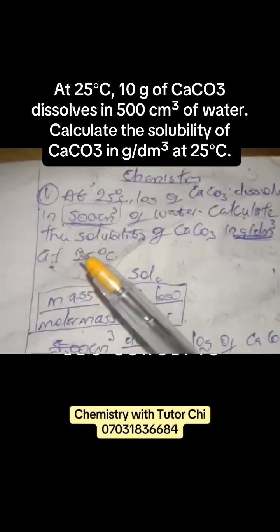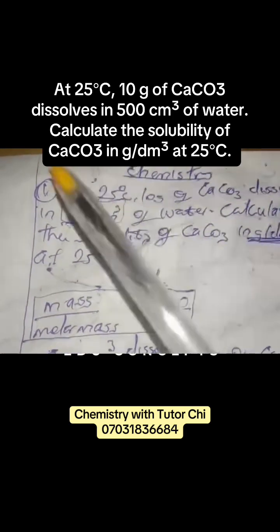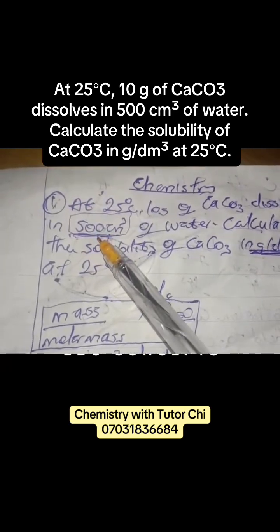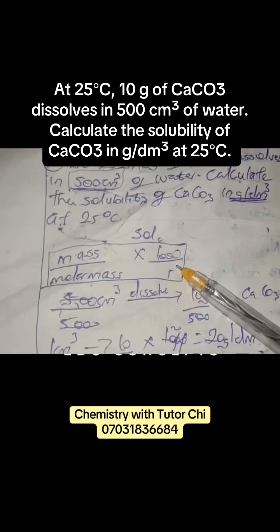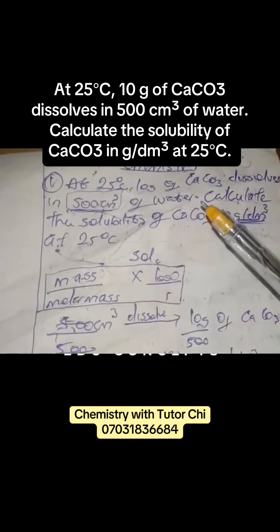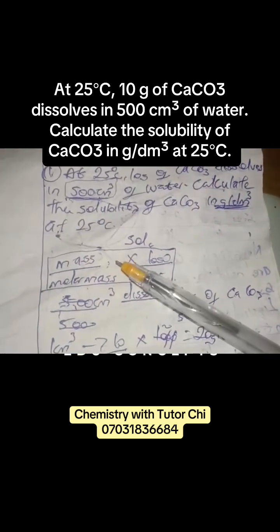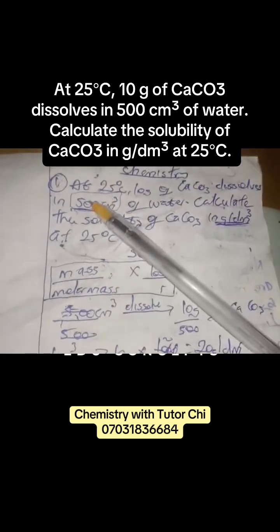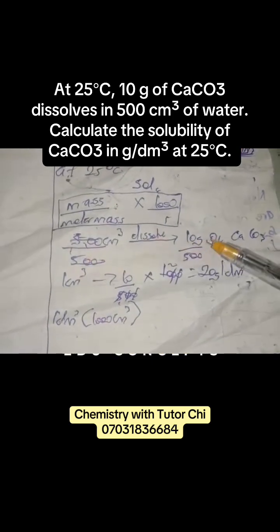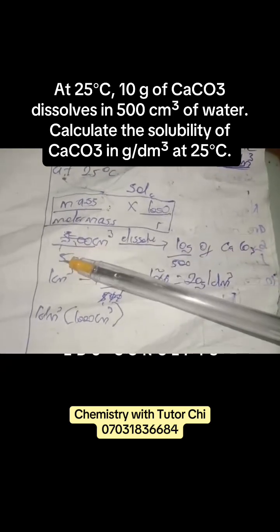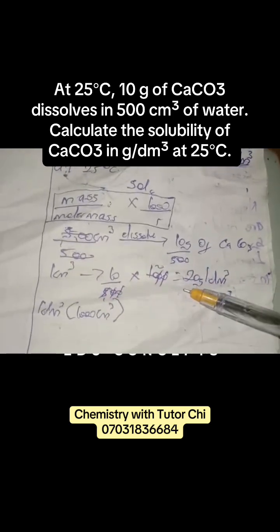Now if a question like this is given, first of all, like I said, check the volume given. If it is less than 100, you can go for this formula. But if it's bigger, like 200 up to 1000, don't go for this formula, because it won't work. You have to change it to dm cube, so you go through this one: 500 centimeter cube dissolved 10 gram of calcium carbonate. Divide both sides by 500 to get your gram per dm cube. So this is for question 1.